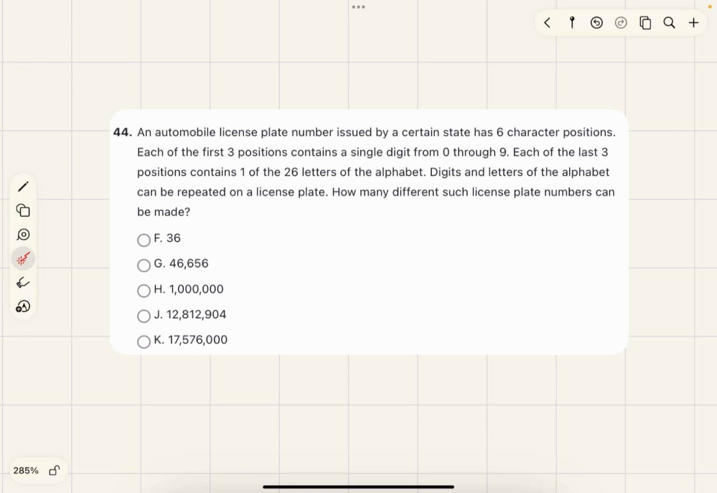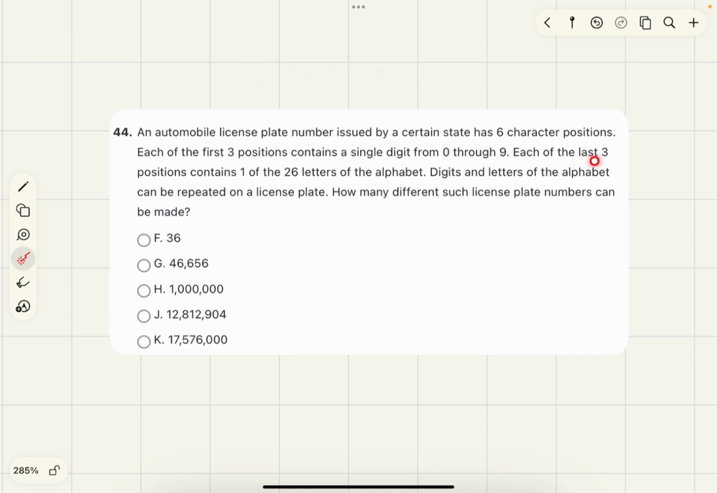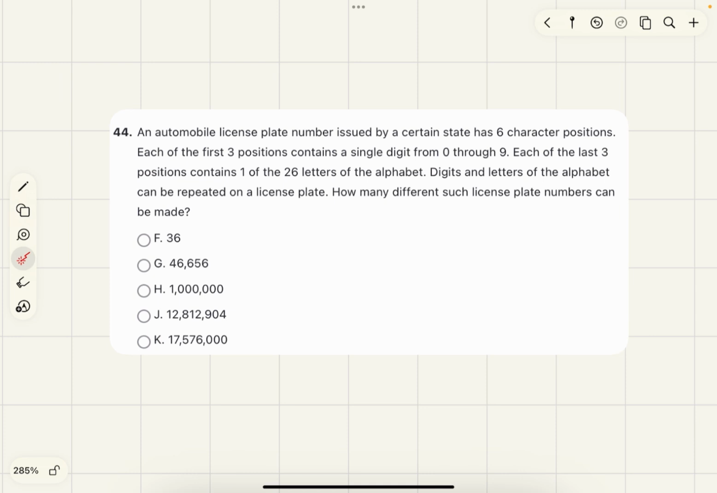An automobile license plate number issued by a certain state has 6 character positions. Each of the first 3 positions contains a single digit from 0 through 9. Each of the last 3 positions contains one of the 26 letters of the alphabet. Digits and letters of the alphabet can be repeated on a license plate. How many different such license plate numbers can be made?